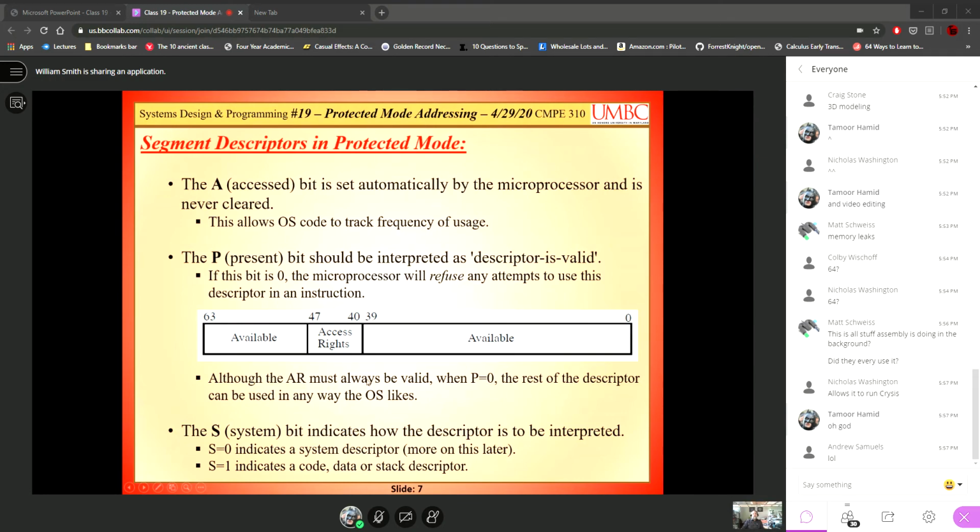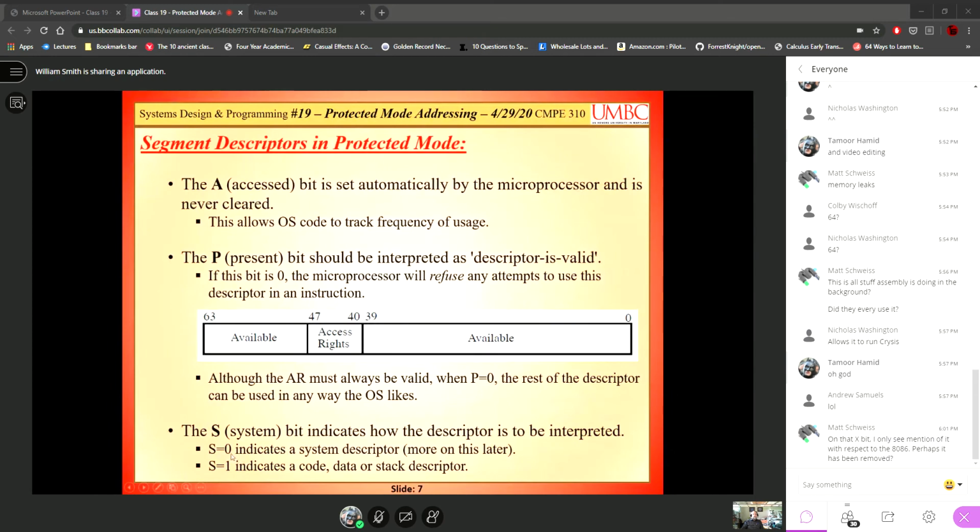Although the AR must always be valid when P equals 0, the rest of the descriptor can be used in any way the OS likes. So if it's not present, then the OS can make some special uses out of this particular chunk of memory. The system bit indicates how the descriptor is to be interpreted.